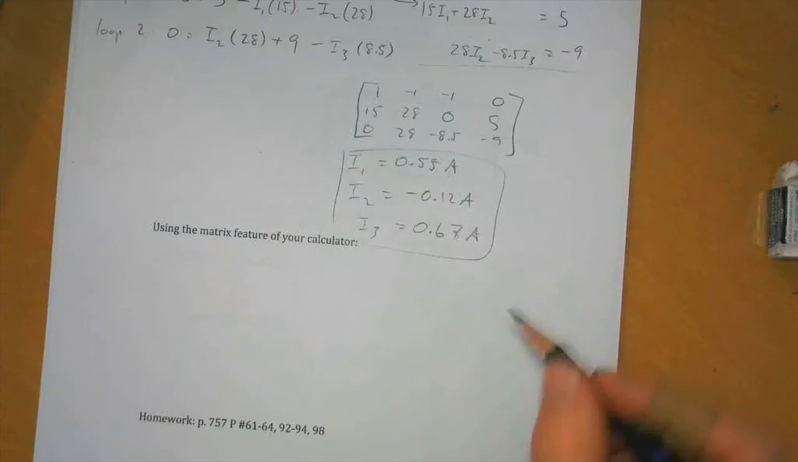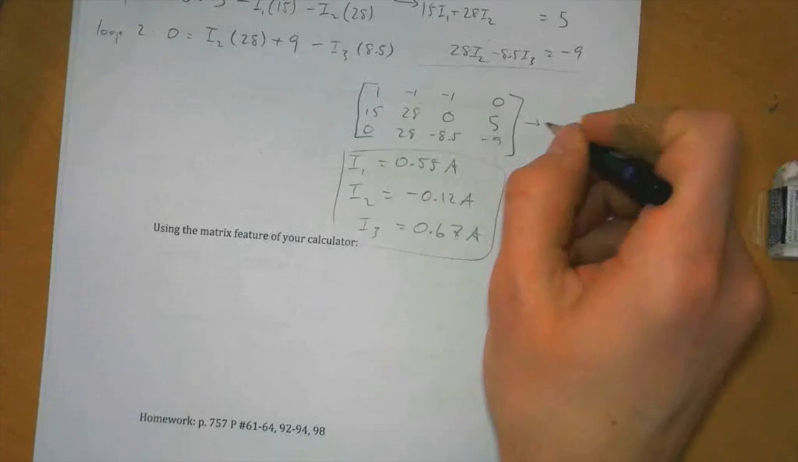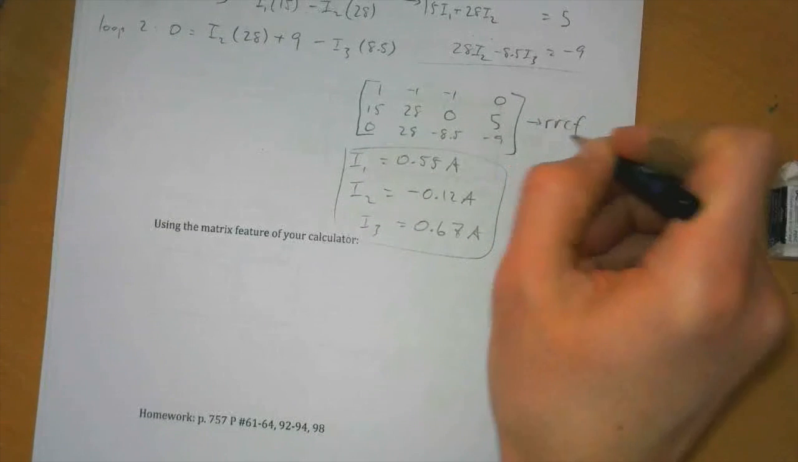So anytime we have a complex circuit, we'll generate a matrix, 3 linear equations, and solve them using the calculator. So enter the matrix, and you type RREF, which stands for reduced row echelon form.